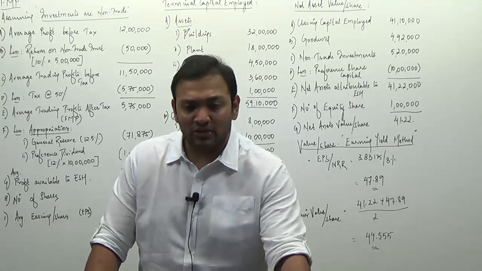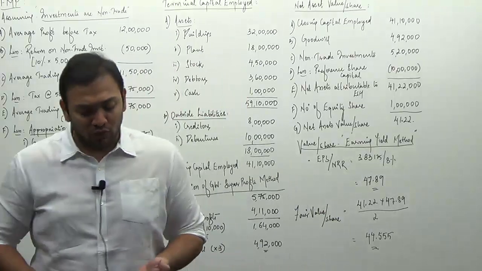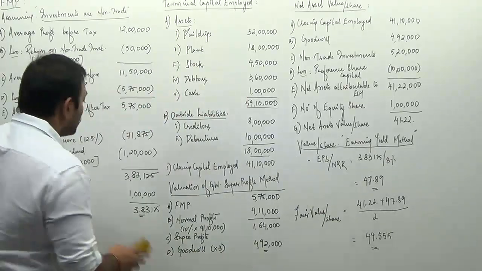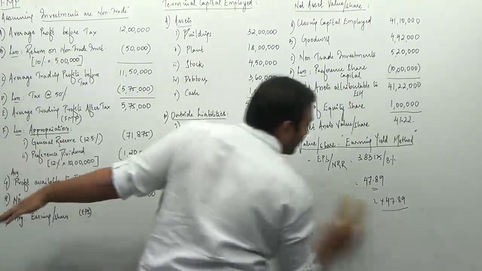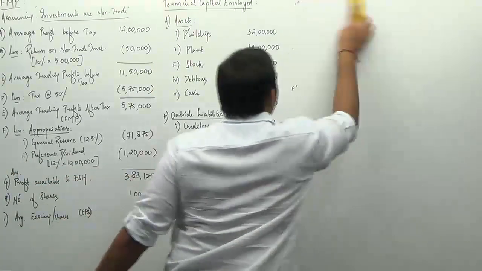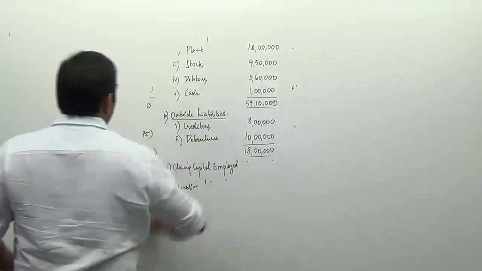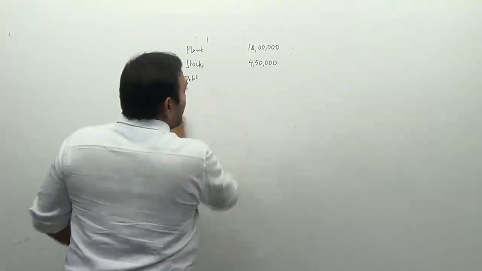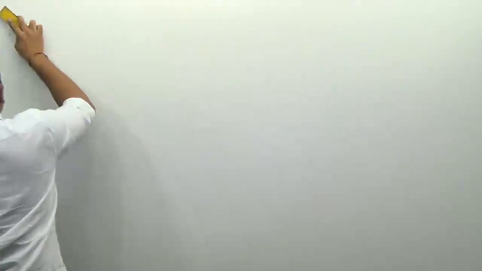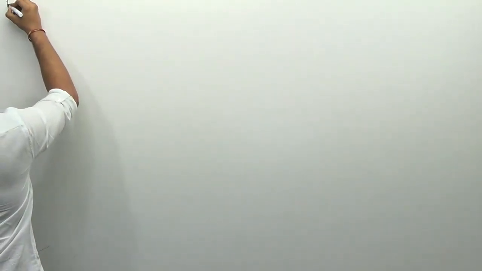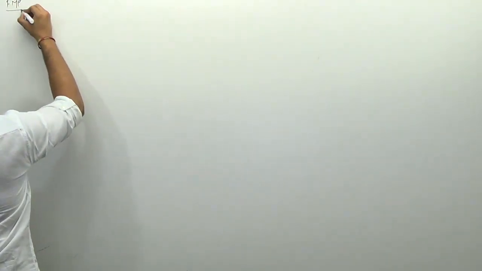A similar problem we have already solved with a change in the figures. So let's try to do this quicker. You will find a lot of such questions in your exams, guys. Again, we need to start with the valuation of goodwill, because goodwill is 2 years' purchase of super profits. For valuation of goodwill, my first determinant is FMP. I need to start with that again.